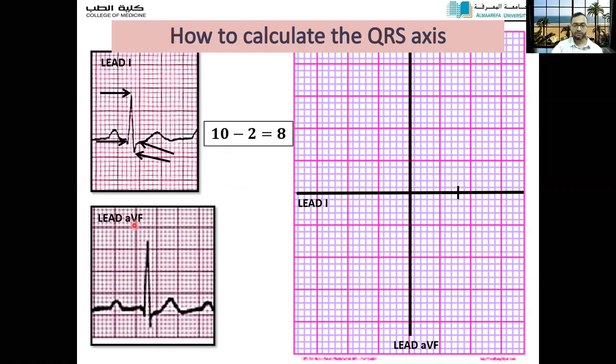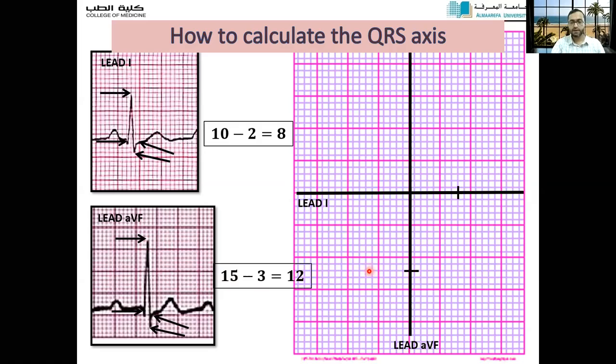Let's count for AVF. Similarly, positive component, negative component. We have 15 positive components here, the taller R wave, 15, and 3 negative components. So again, the result is positive, that is 12. And as I told you, in AVF the positive components are below. I had to count here 12 small squares and mark it. So this is the marking I have done for 12 small squares positive on the AVF.